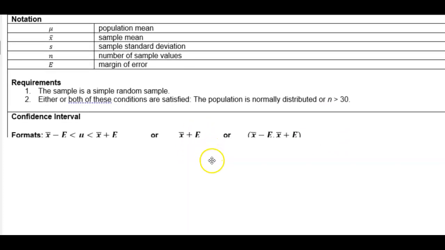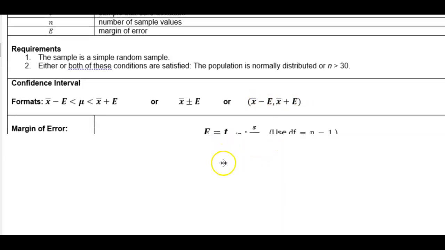Confidence interval. So here are the formats. You have x bar minus the margin of error, x bar plus the margin of error, and the population mean is in between those two values. Or we can say the sample mean x bar plus or minus the margin of error, or in interval notation, the sample mean minus the margin of error, comma, the sample mean plus the margin of error.